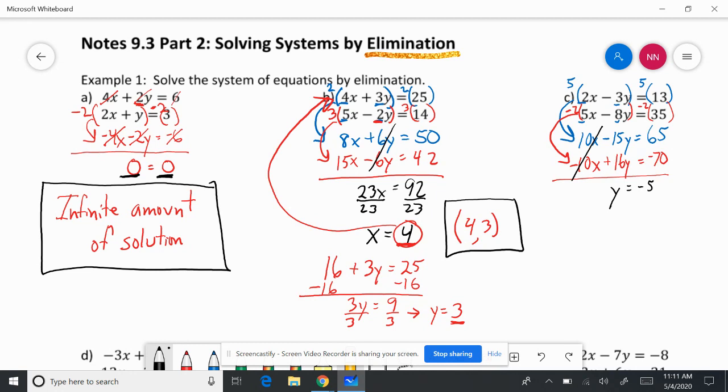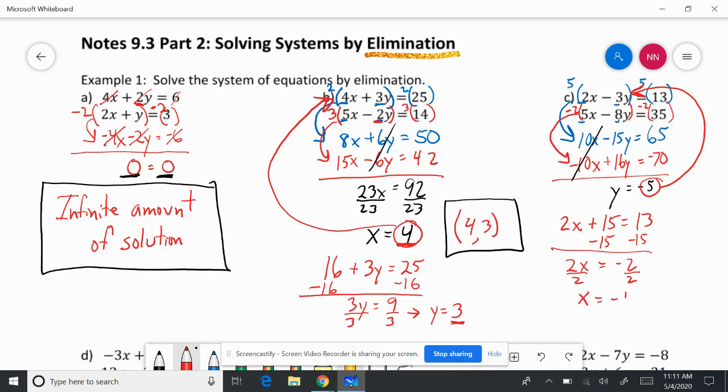Now, after I find my y value, what I need to do is find my x value. I'm going to pick the first equation again. What I'm going to do is plug in my y. So I have 2x, -5 times -3 is +15, equals 13. I'm going to subtract 15. 2x equals -2. So I'm going to divide it by 2. x is equal to -1. Now remember, when we write our ordered pair, x comes first, y comes second. So I have -1 and -5.